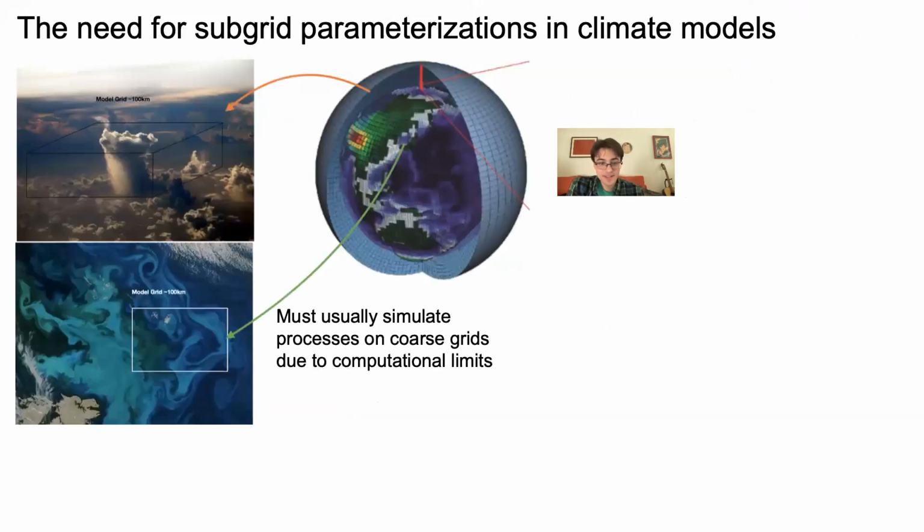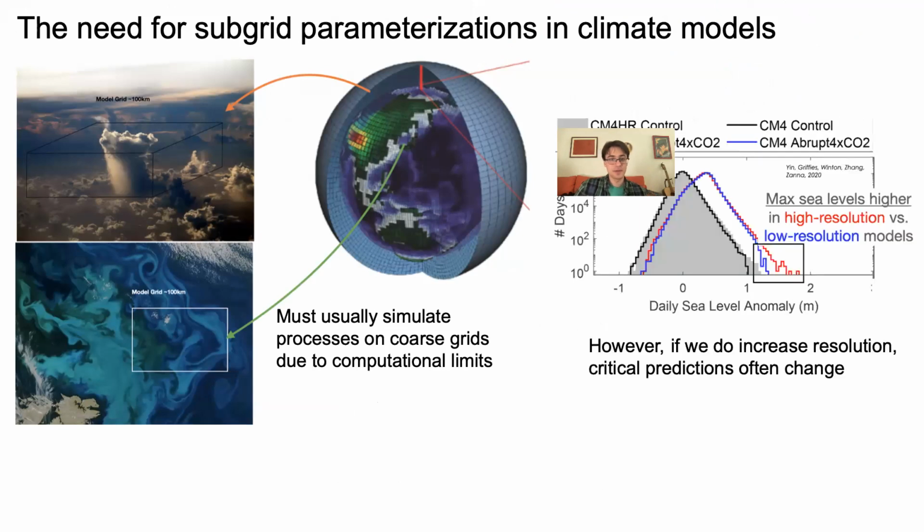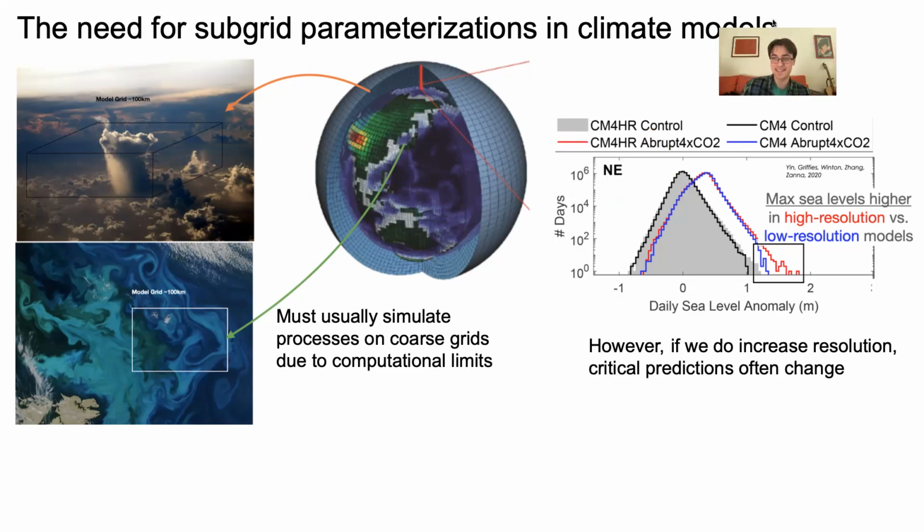So turbulence, unfortunately, is hard. Even though we have basically the right equations of motion for a lot of what's happening in the ocean, we can't simulate it at high resolutions given current computational limits, or at least we can't usually. There have been some simulations run at great cost at pretty high resolutions, and we see that when we actually do increase those resolutions, critical predictions in climate models often change. For example, the prediction of maximum sea level in the Northeast US is about 50 centimeters higher in this high resolution run. So that might be important.